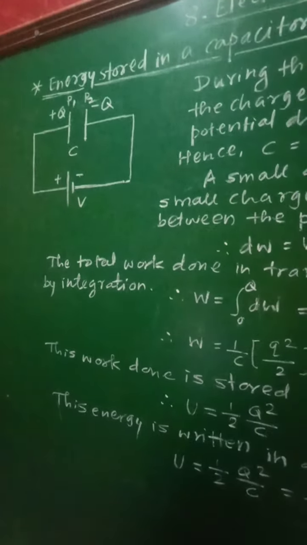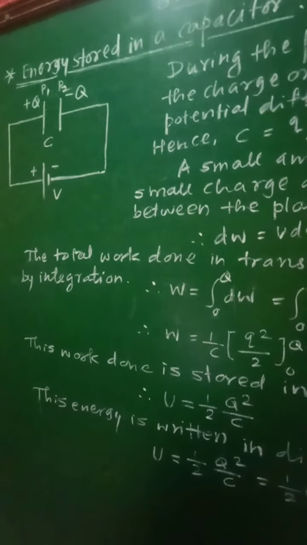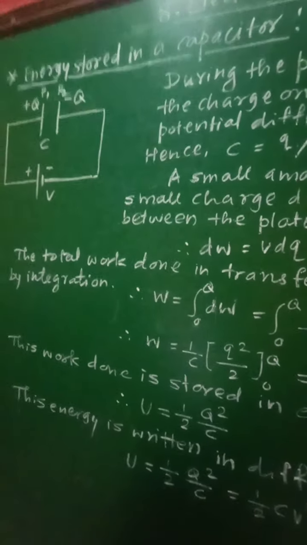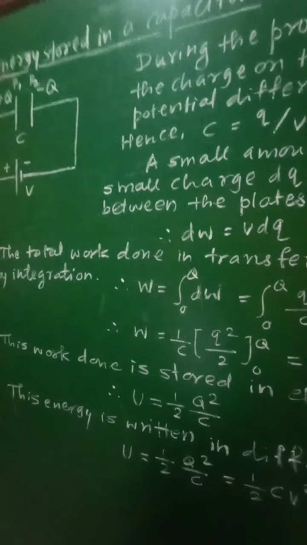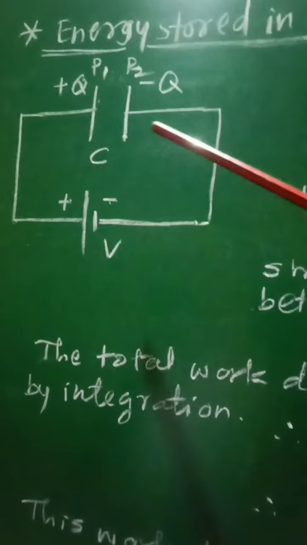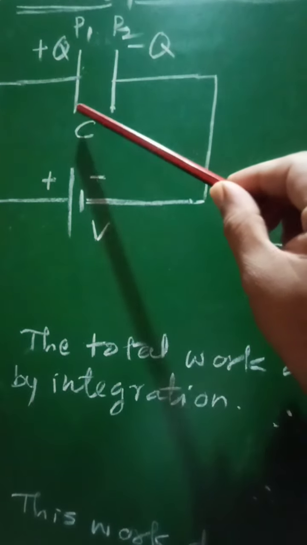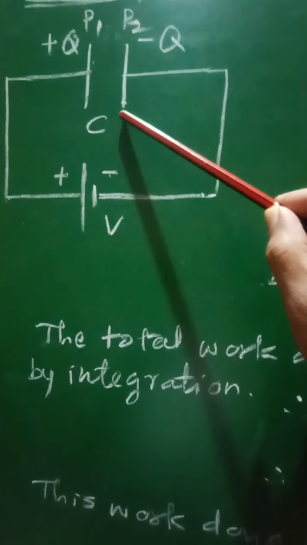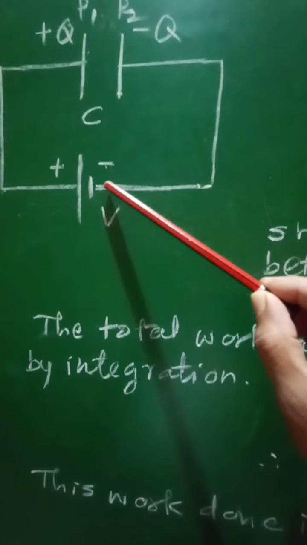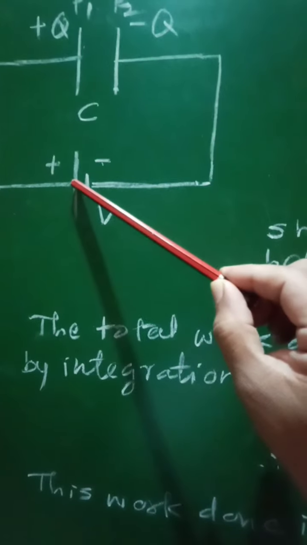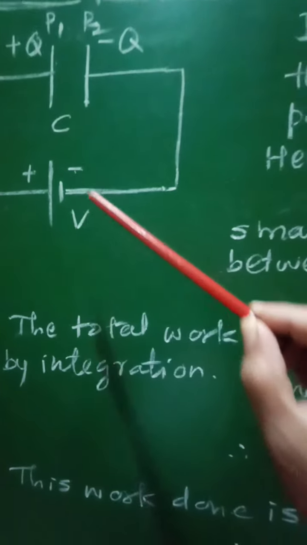by discharging the capacitor. So in order to obtain the expression for energy stored in this capacitor, let us consider a capacitor of capacity C. So let us consider a capacitor of capacity C consisting of two plates P1 and P2, and then it is charged by a DC source of potential phi consisting of positive and negative terminals.